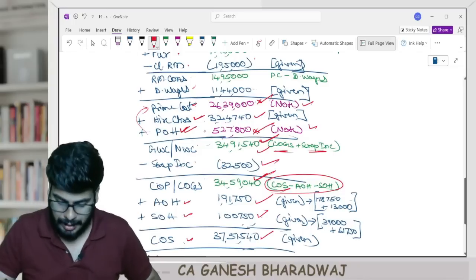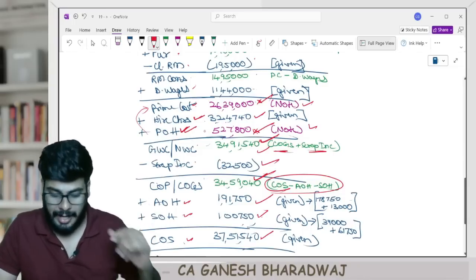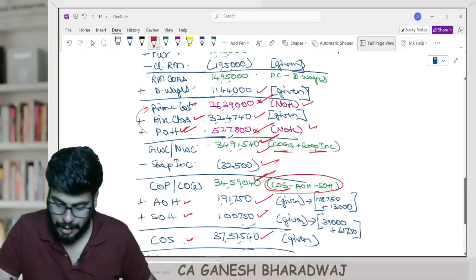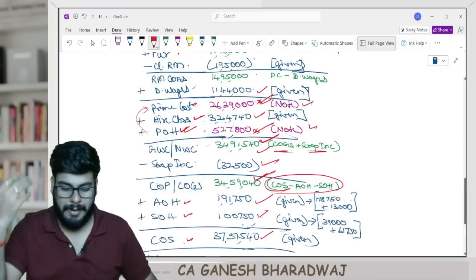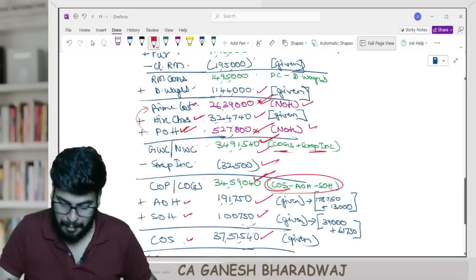Now go up once again. So raw material consumed, we are yet to find out. We have direct wages figure. Now we've got the prime cost figure. So raw material consumed is going to be prime cost minus direct wages.